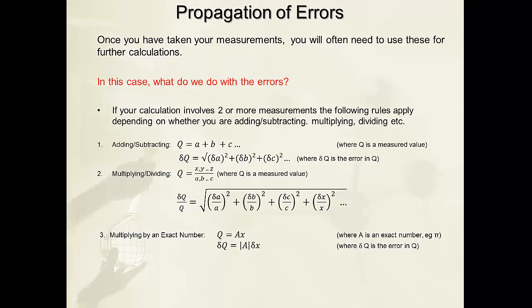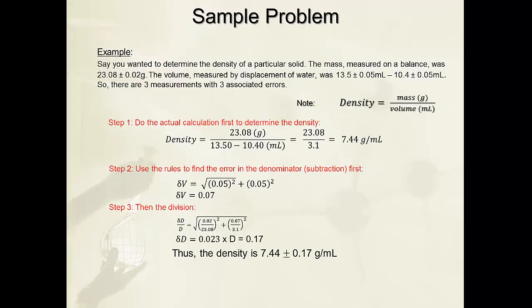Now if you're multiplying by an exact number, it's a little bit different. In this case, if Q were to equal AX, then our delta Q, or our error in Q, would be the absolute value of A, meaning you don't consider whether it's positive or negative. If it's negative, you convert it into a positive number. If it's a positive number, it can remain as a positive number, multiplied by the error in X. So if you're multiplying a value by an exact number, you can multiply the error by that same number.